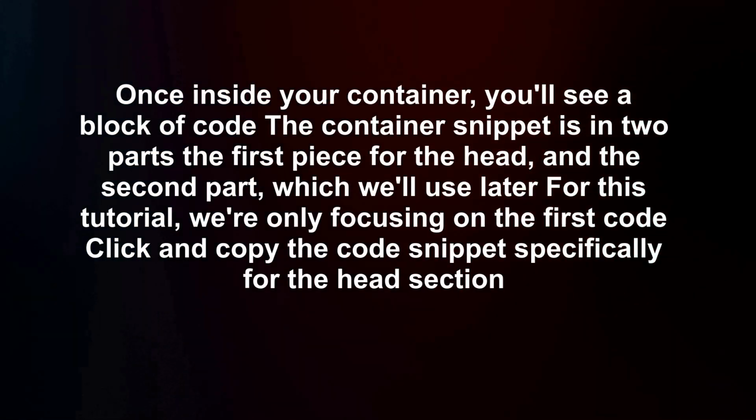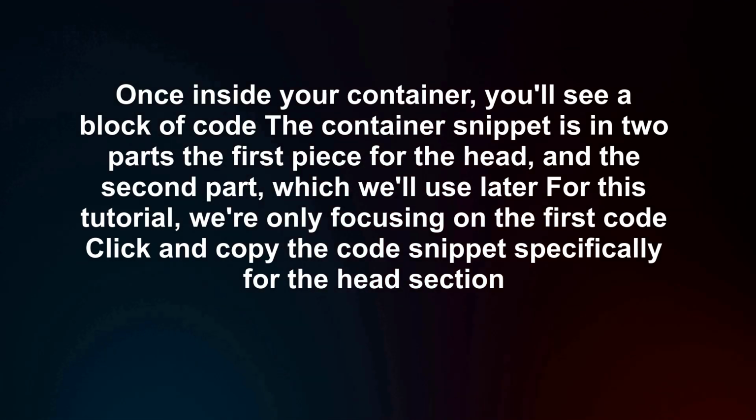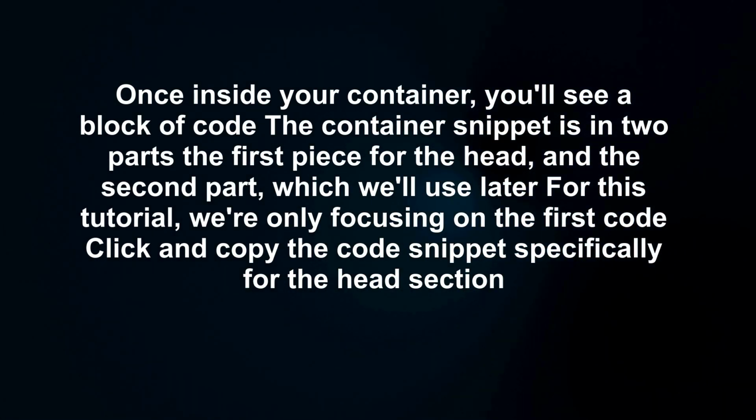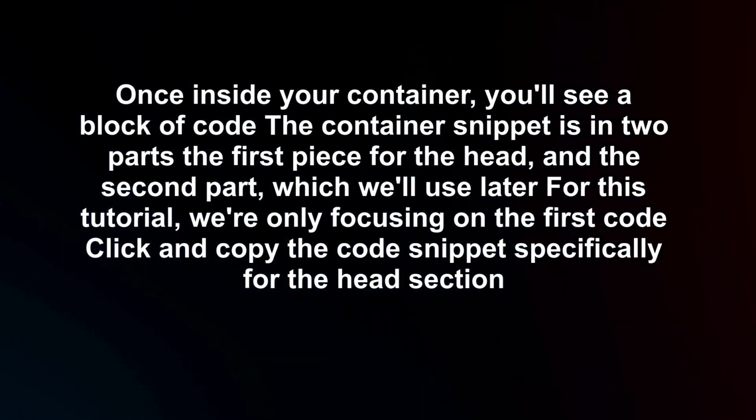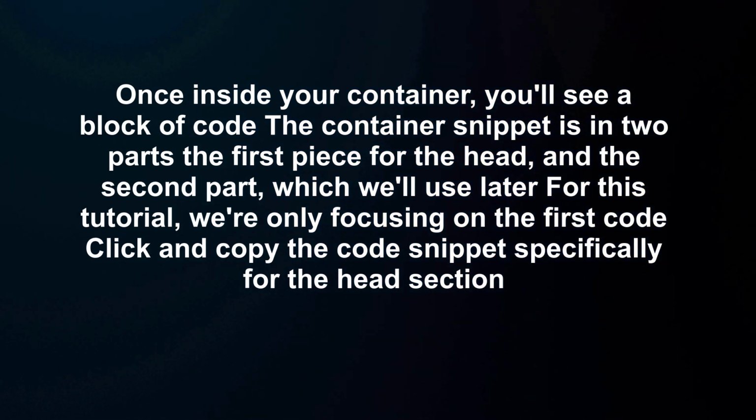Once inside your container, you'll see a block of code. The container snippet is in two parts: the first piece for the head, and the second part, which we'll use later for this tutorial. We're only focusing on the first code. Click and copy the code snippet specifically for the head section.